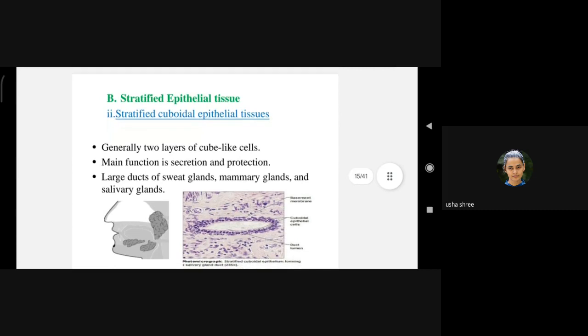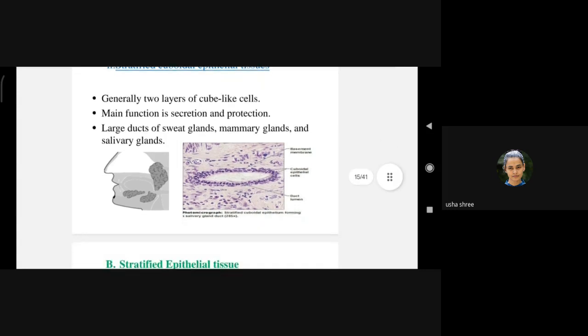Now, stratified epithelium tissue is further divided into stratified cuboidal epithelium tissue. Generally 2 layers of cube-like cells. Main function is secretion and protection. So, generally 2 layers of cube-like cells are there and the main function is to secrete and protect. Found in large ducts of sweat glands, mammary glands and salivary glands. So where can we find this? Large ducts of sweat glands, mammary glands and salivary glands.